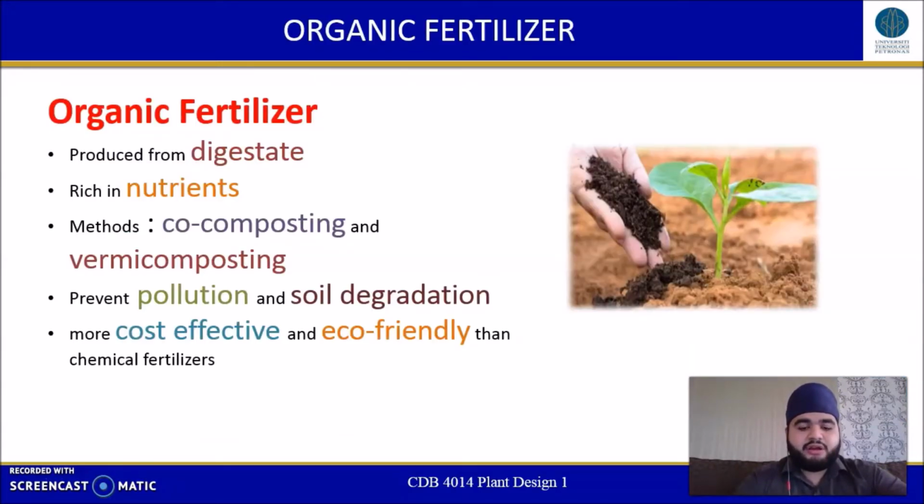Another value-added product from the anaerobic decomposition of pomace is organic fertilizer. This product is obtained from the digester that remains upon the completion of digestion. It is rich in nutrients and can be produced via 2 methods, which are co-composting and vermicomposting.